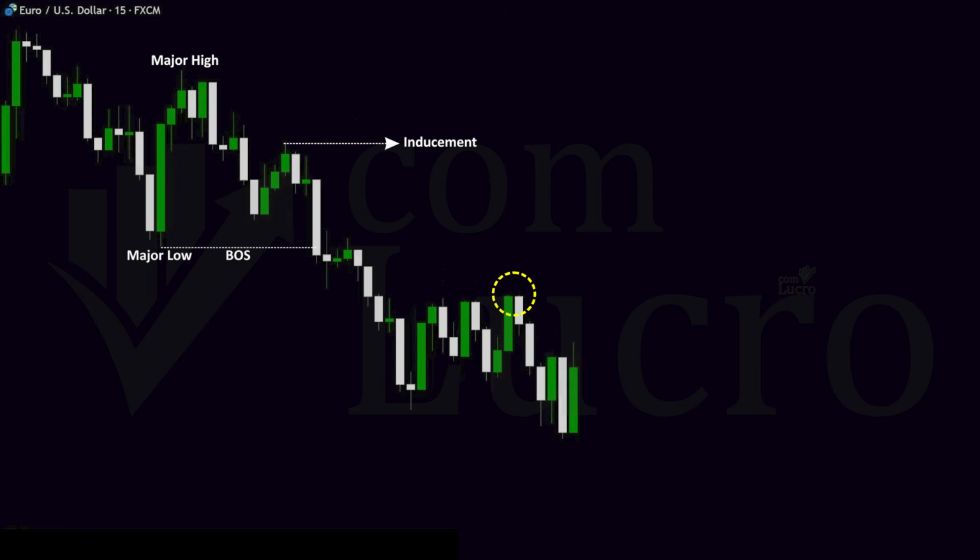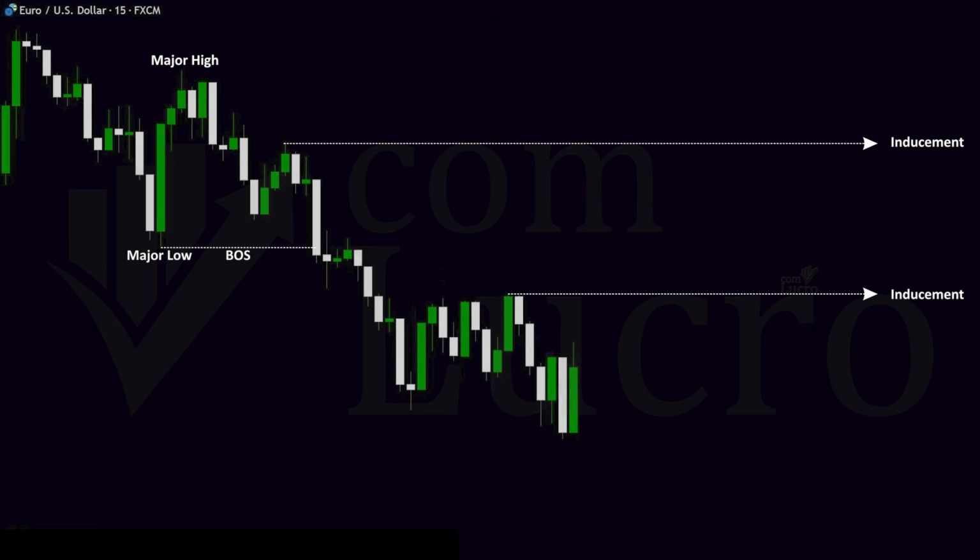Now we can observe that price has formed internal pullbacks within the most recent bearish impulse. As indicated by this candle, it represents the latest internal pullback. Based on this, we expect price to move higher, break above the high of that candle, create an inducement, and then continue with the prevailing bearish momentum.